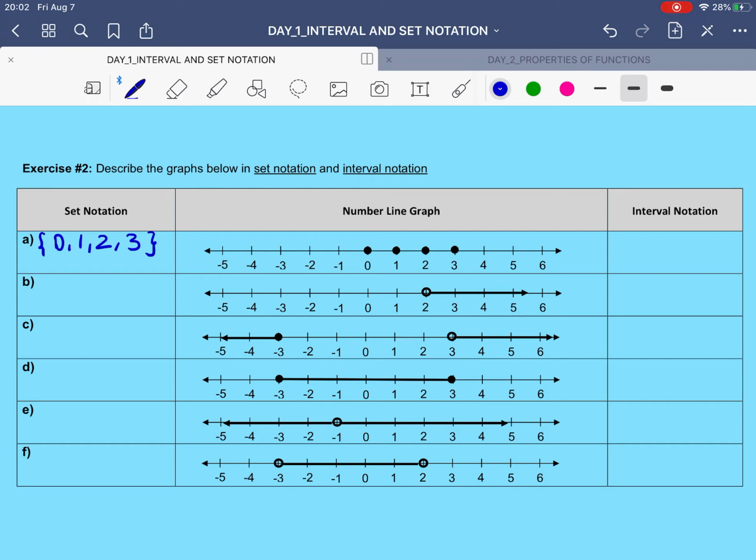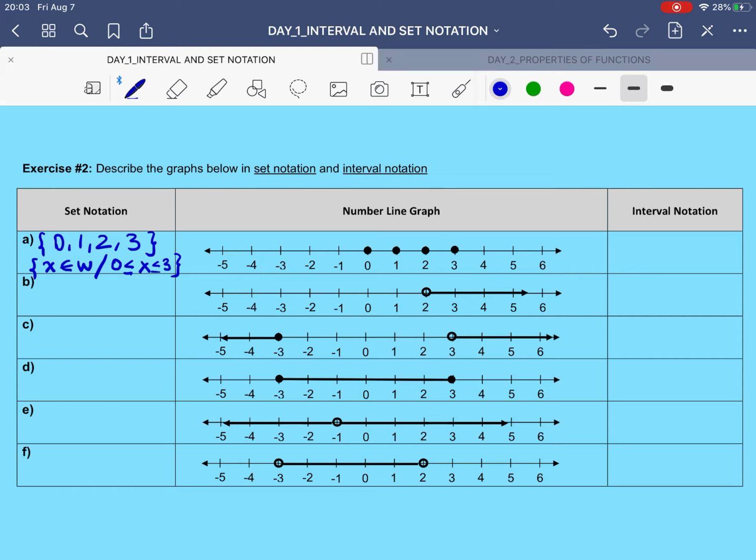A fancier way of describing this set of numbers is by describing them as numbers that belong to the smallest set of numbers that they can fit in. In this case, we're going to say the set of whole numbers. So we're going to write x belongs to the set of whole numbers such that, and then we're going to list on the left side number 0, on the right side number 3, so the lowest and the highest. And we're going to say that x is bigger than or equal to 0, less than or equal to 3.